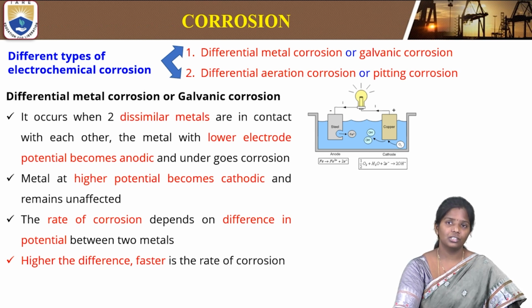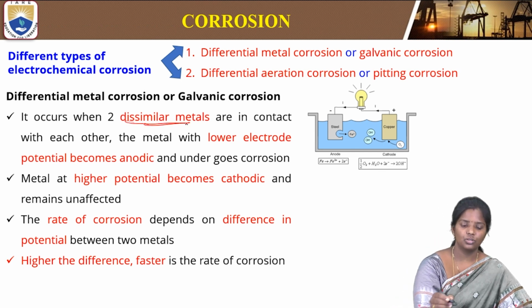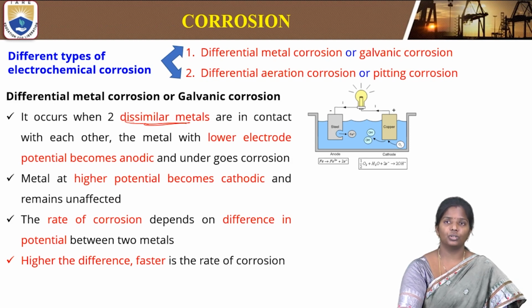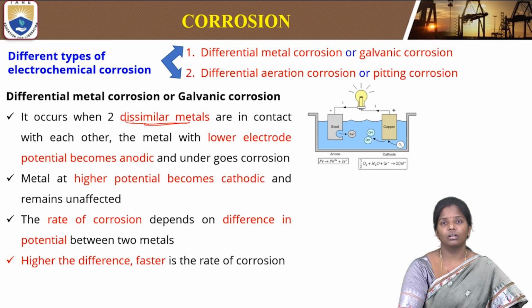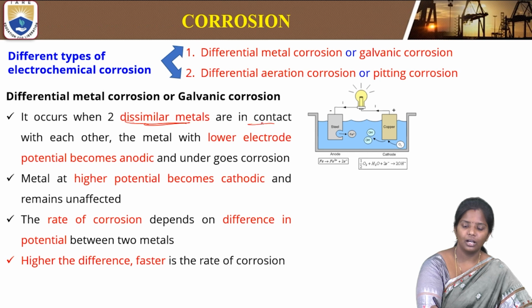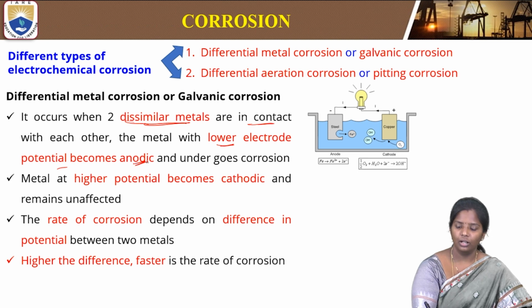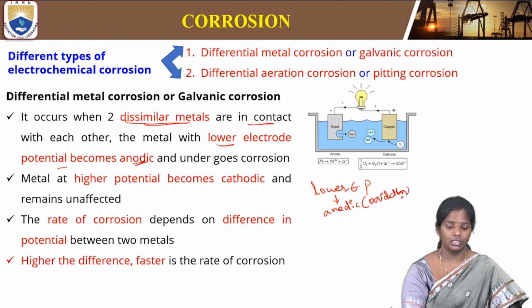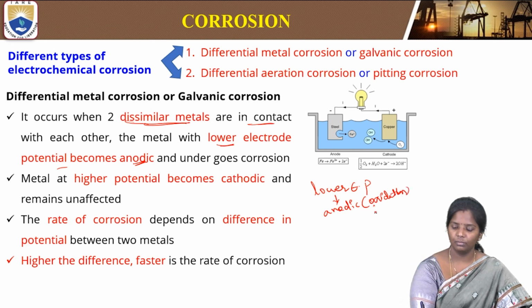So what happens in differential metal corrosion? Different metals are placed together. When these dissimilar metals are in contact with each other, galvanic corrosion takes place. The metal with lower electrode potential becomes anodic. Anodic is oxidation, remember this: anode, oxidation, and it undergoes corrosion. This oxidation is nothing but corrosion.